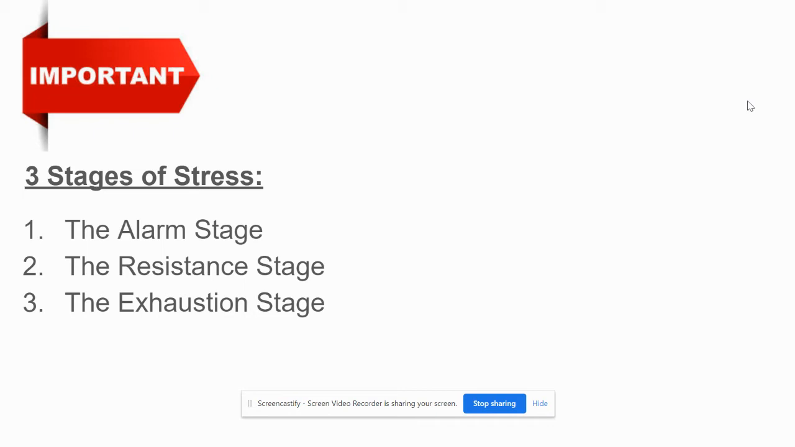The resistance stage is next, and this is where we're kind of starting to get used to it, I guess. And then the exhaustion stage is the 3rd stage. Sometimes a stressor continues for months or years, and it can really start to take a toll on our body. If it's a huge stressful event, you could bypass the first 2 stages and go right to this exhaustion stage where your body, your mind, you are literally exhausted.